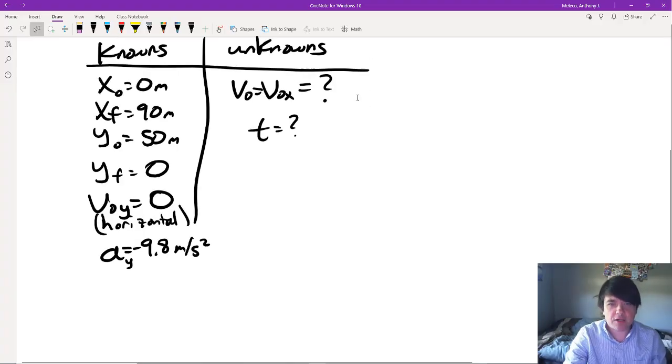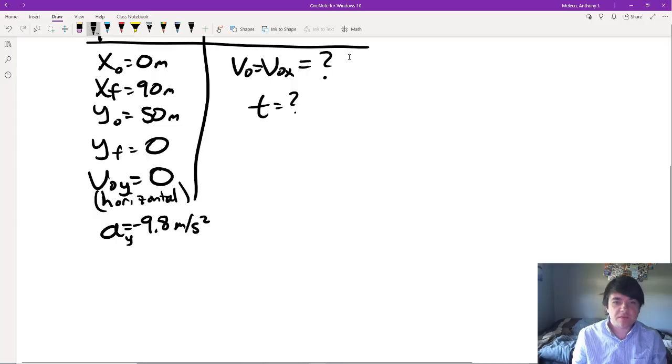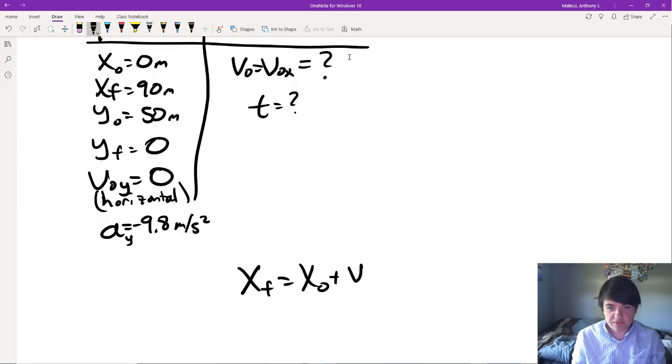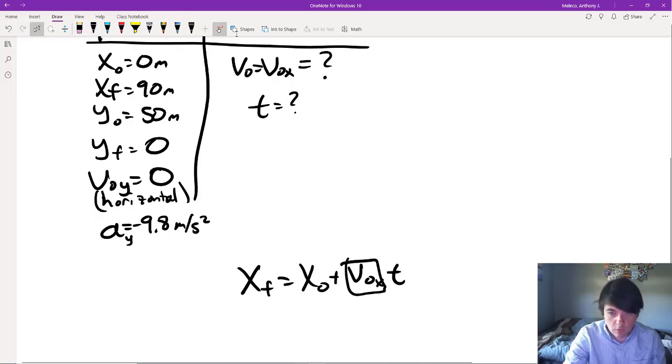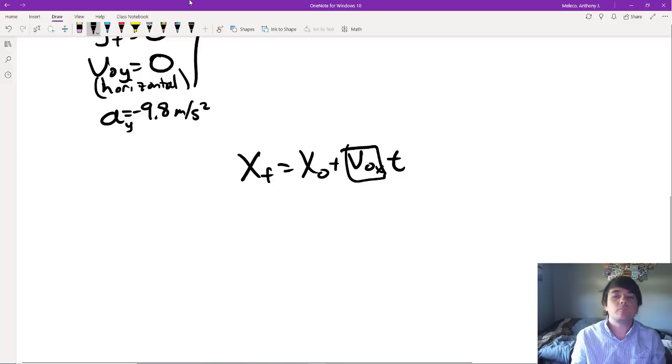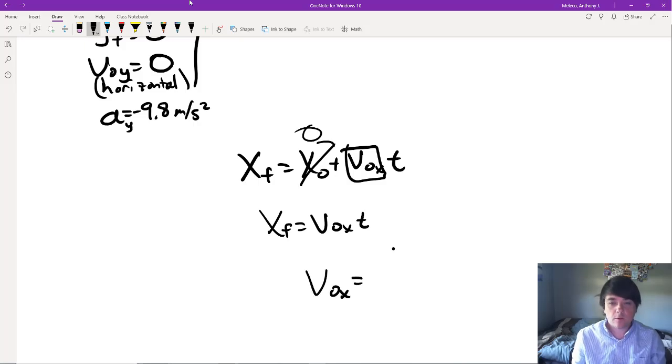So now we want v naught x, which means there's only one equation on our list that has v naught x in it. This one. And that guy's 0, so this is our equation. We should solve for v naught x. Well, v naught x equals x final over time, okay?